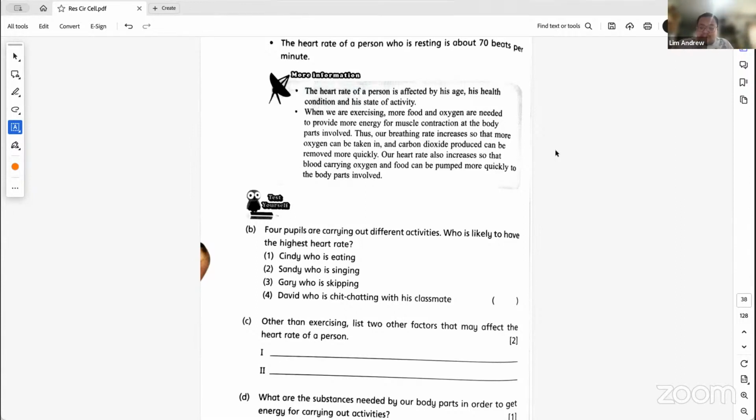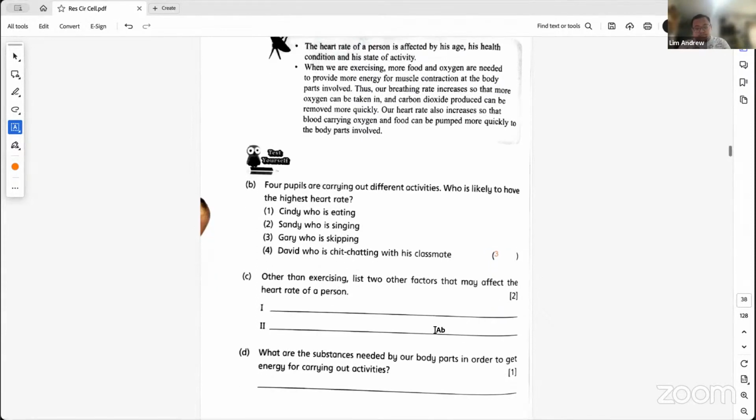David, who is chit-chatting with his classmate. When you chit-chat, you're just sitting down or standing up and saying hello to each other. I don't think you will waste a lot of energy. So therefore, among all these 4 options, the only answer that we get is number 3. Gary, who is skipping.